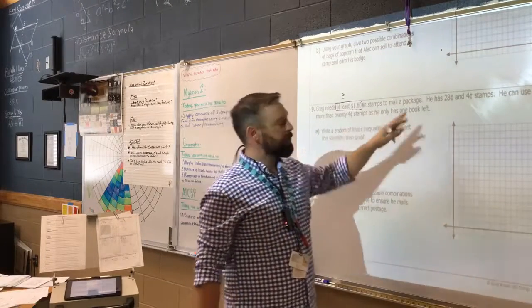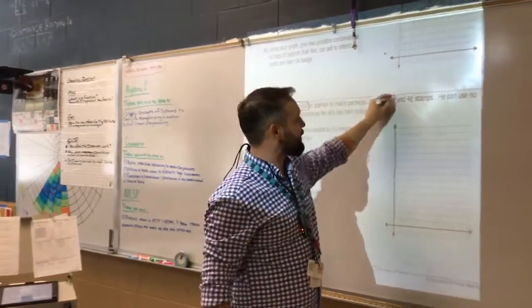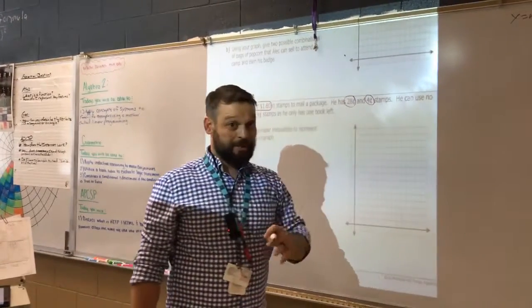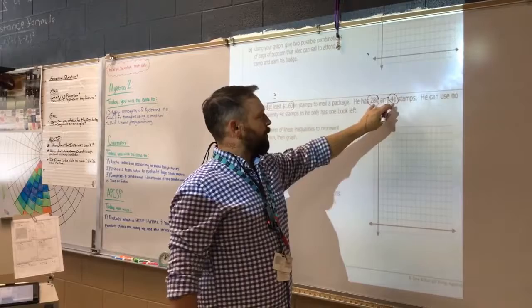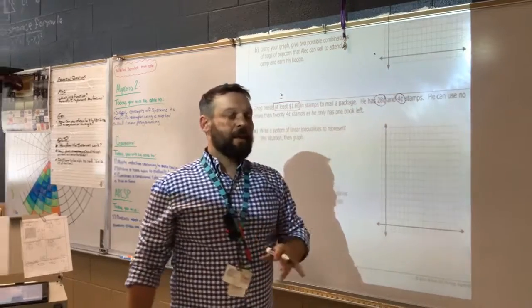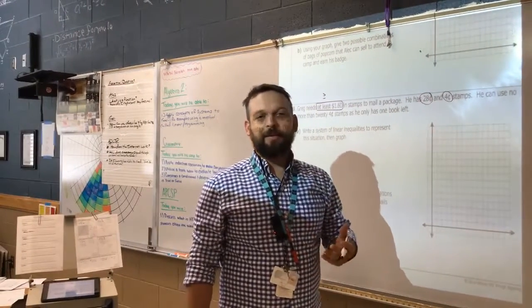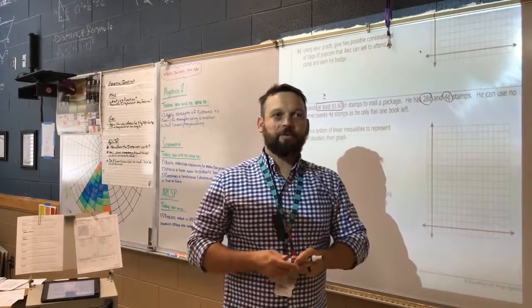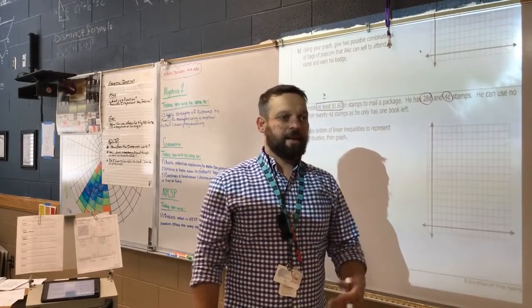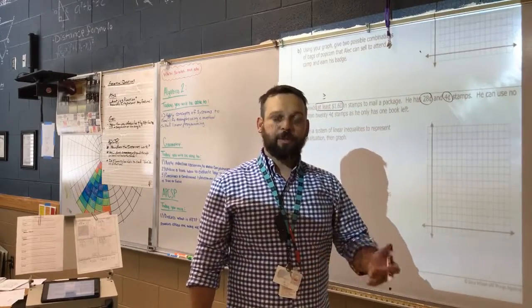So he has these 2 types of stamps. He's got the 28-cent stamps, and he's got the 4-cent stamps. So one thing that a lot of people forget to do, they intuitively know that when I say 28 cents of a dollar in a decimal form, that'd be 0.28.